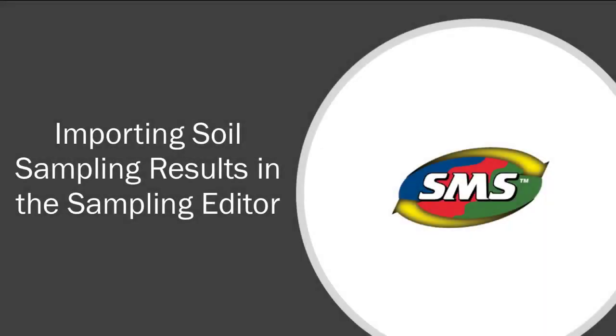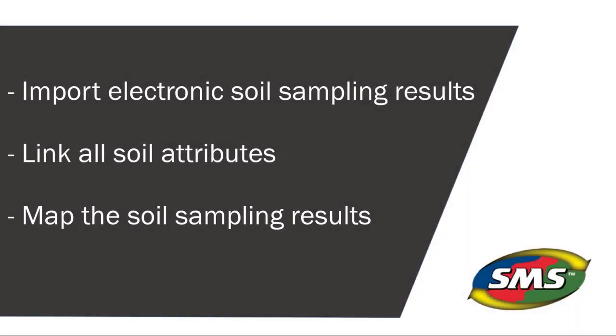Software allows you to import electronic soil sampling lab results from your lab to soil sampling points previously saved in the software. Importing electronic results saves you valuable time by preventing you from manually inputting all data. In this tutorial, you will learn how to import electronic soil sampling results, link all appropriate soil attributes, and save the data to be included in maps and reports.